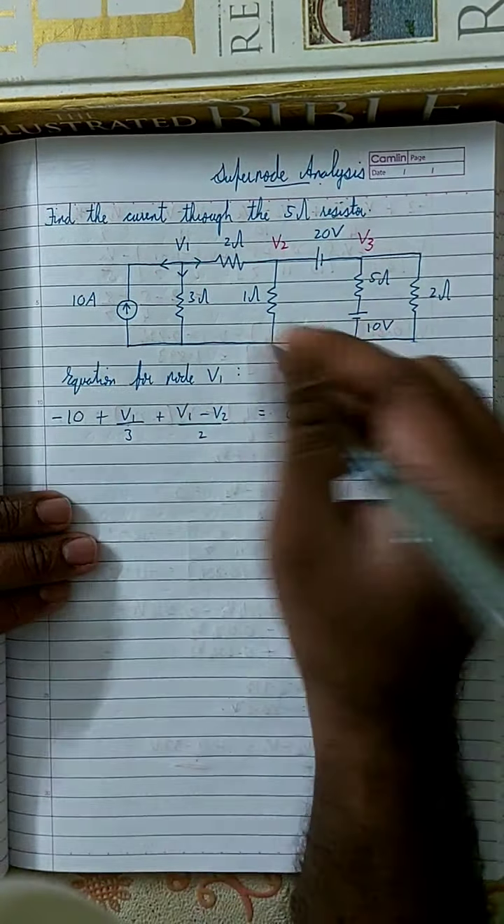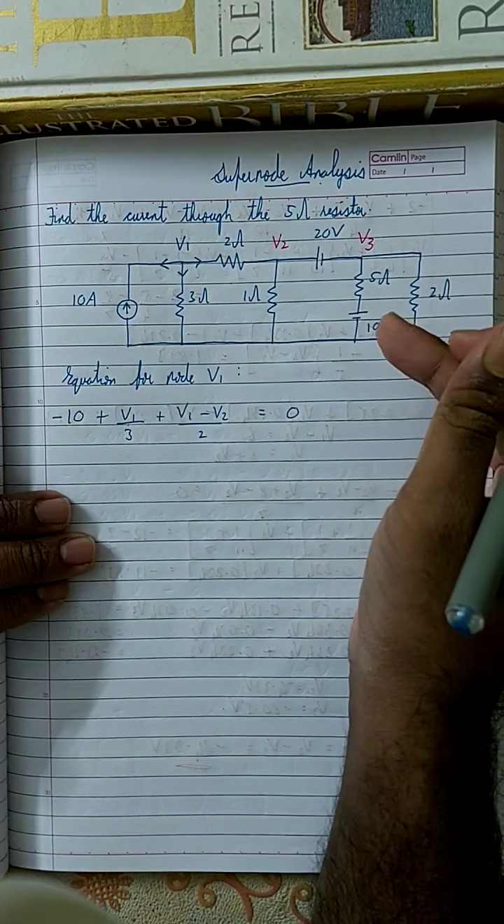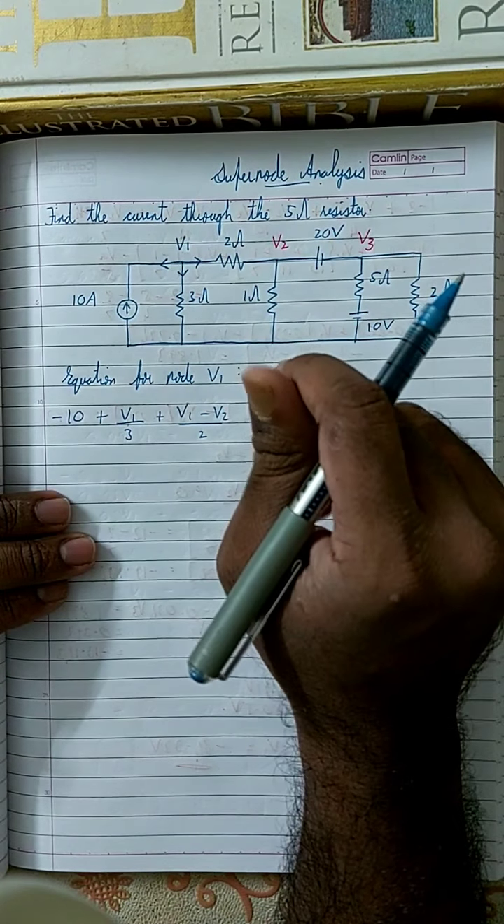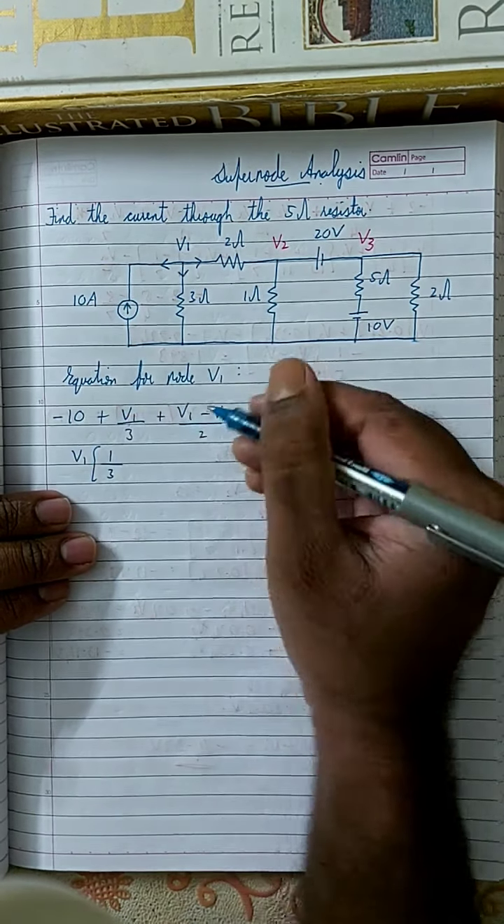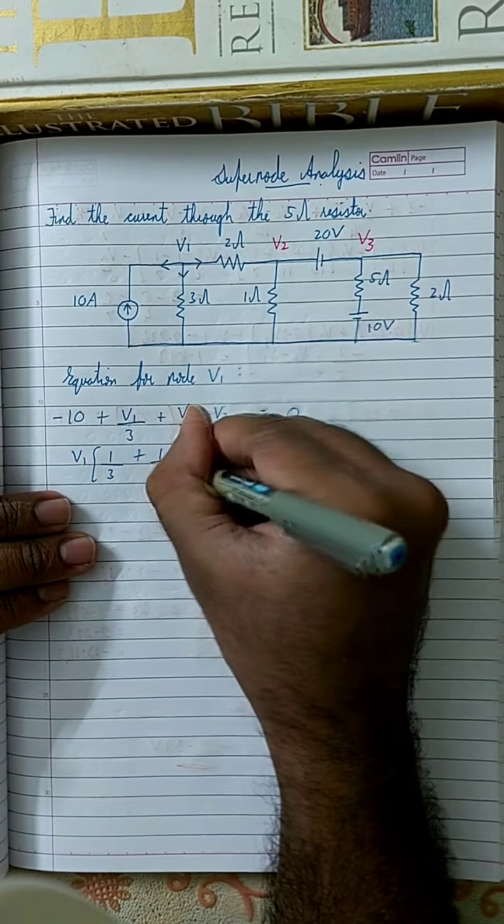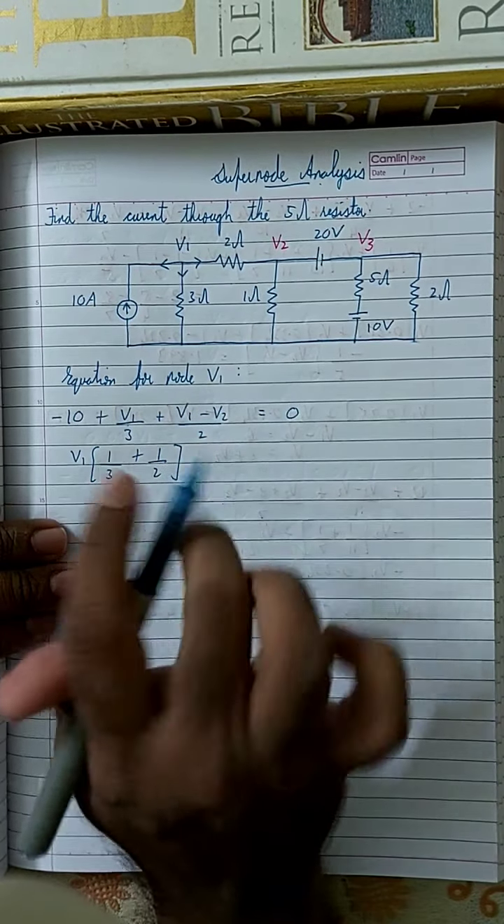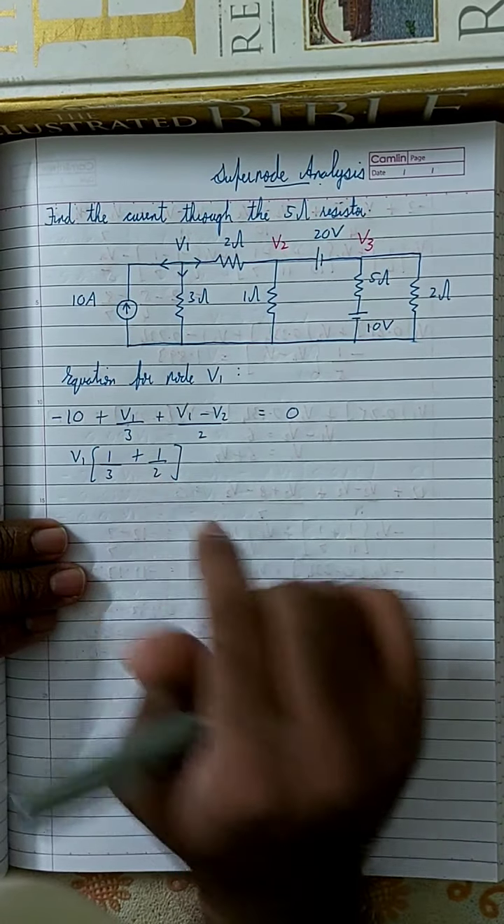Now I'm going to express this just like normal, like how we did previous problems. I'm going to express this in terms of V1 and V2. So this is V1 into 1 by 3 plus 1 by 2, right? There's no other. V1 is over here and over here, so it's 1 by 3 and 1 by 2, right?